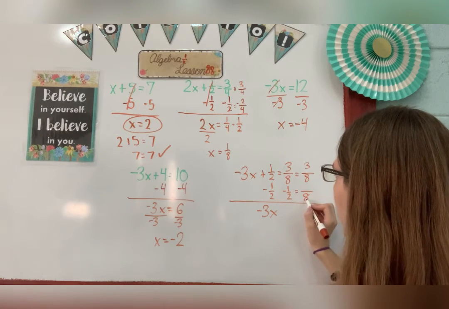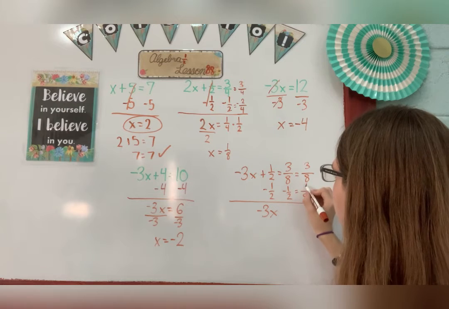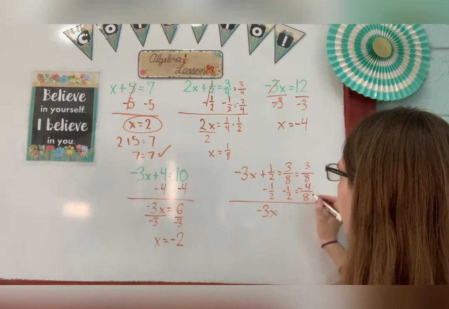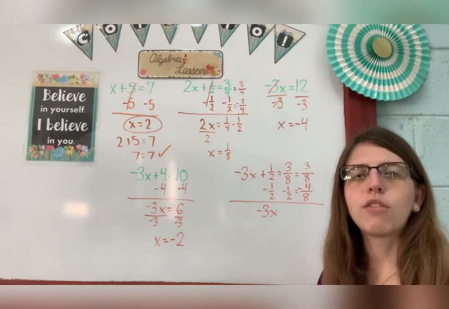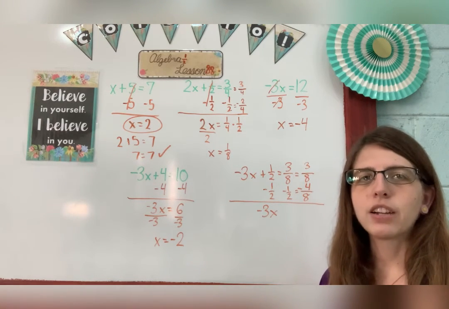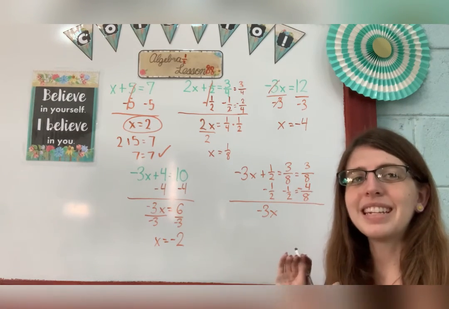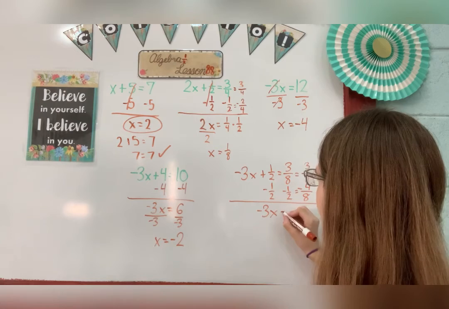2 times 4 equals 8, so 4 times 1 equals 4, and this is negative, just like it was over here. 3 minus 4. Well, we know from our negative rules that I subtract. 4 minus 3 is 1. My greater absolute value would be the 4, so it's still negative. Negative 1/8.